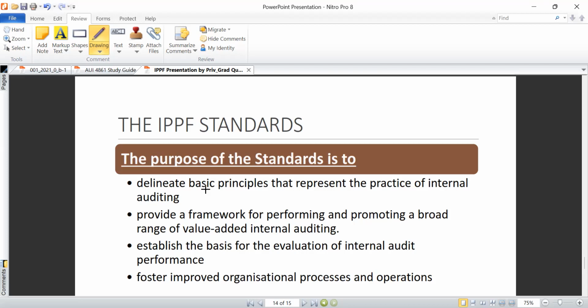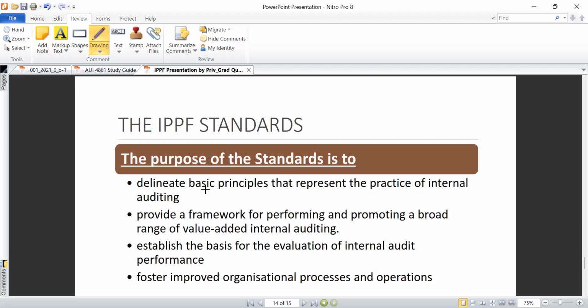And then we've got reporting and monitoring, which is the last step within your audit process. So there are standards governing each one of those steps, okay, and governing each and every activity that takes place within each one of those steps.